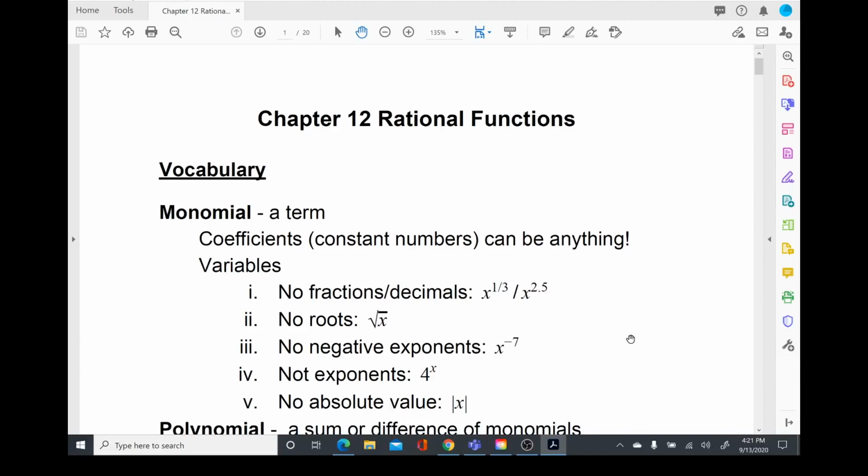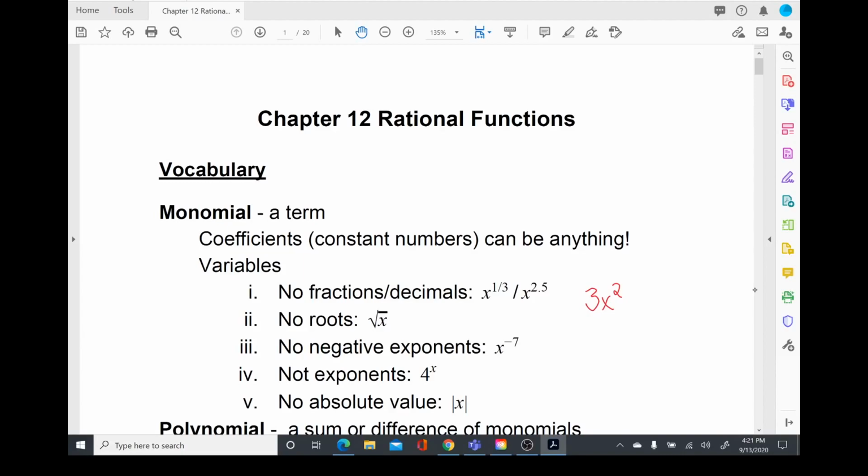There cannot be any fractions or decimals, no square roots. You cannot have negative exponents. You cannot have x in the exponent position, and you cannot have an absolute value in order for it to be a monomial. So here's an example of a monomial. 3x squared. That's a monomial. It's one term.